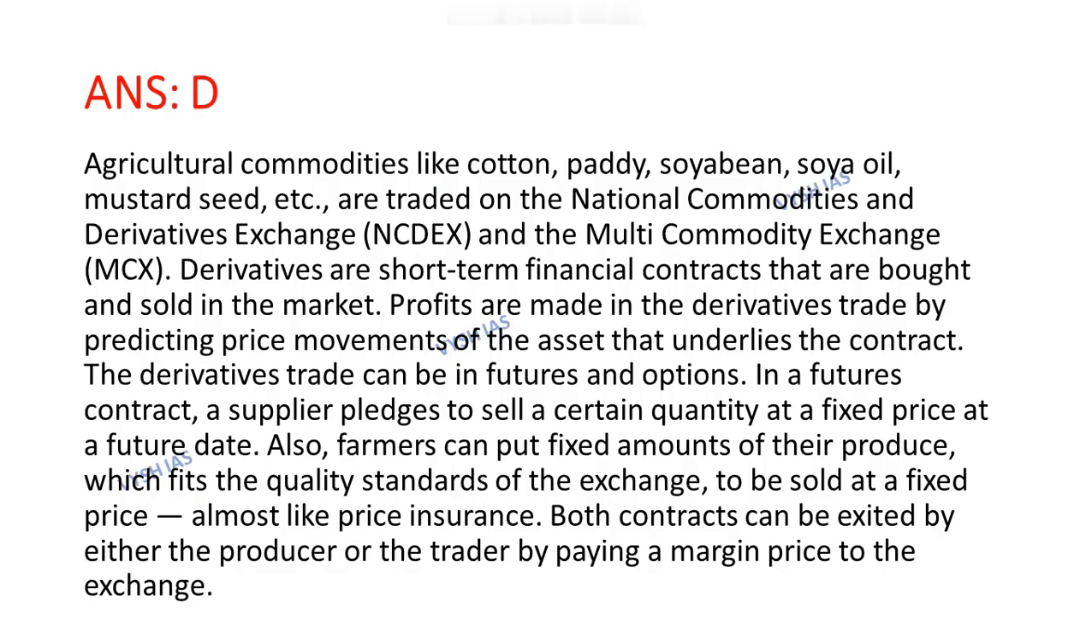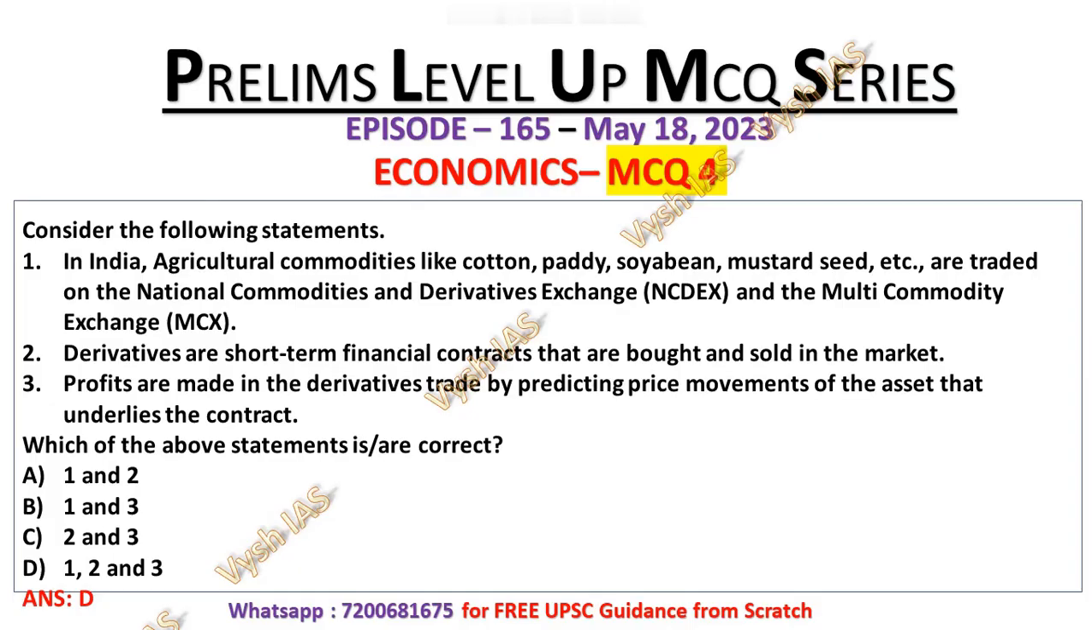Now, derivatives are short-term financial contracts that are bought and sold in the market. Profits are made in the derivatives trade by predicting the price movement of the asset that underlies the contract, which is statement number 2. That is, derivatives are short-term financial contracts that are bought and sold in the market.